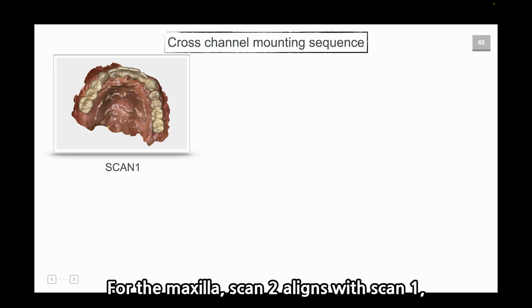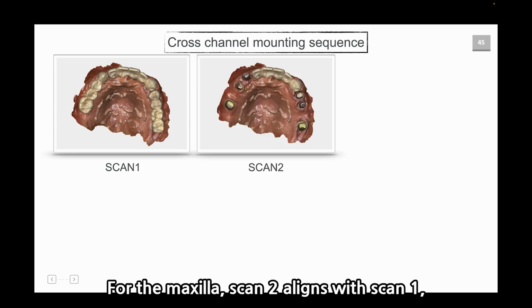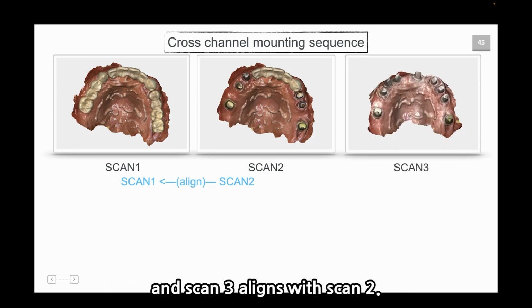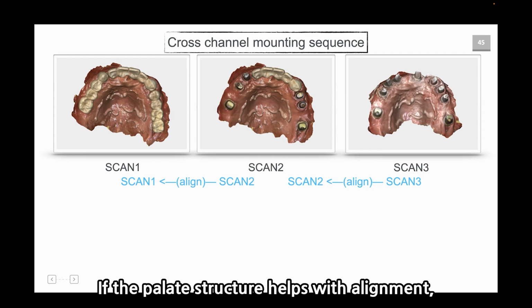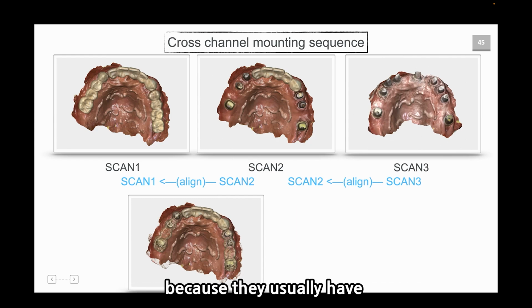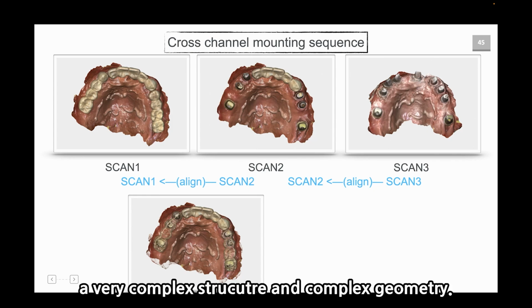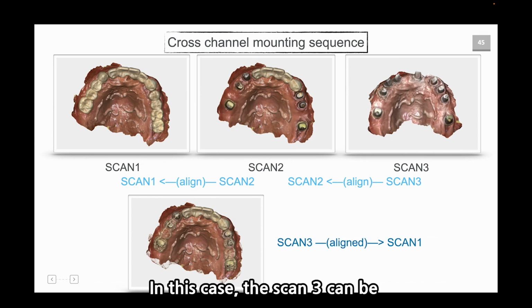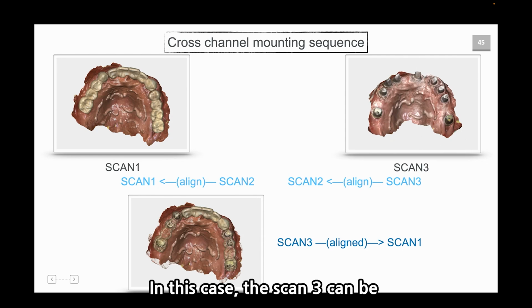For the maxilla, scan 2 aligns with scan 1, and scan 3 aligns with scan 2. A plate structure helps with alignment, because they usually have a very complex structure and complex geometry. In this case, scan 3 can be directly aligned to scan 1.